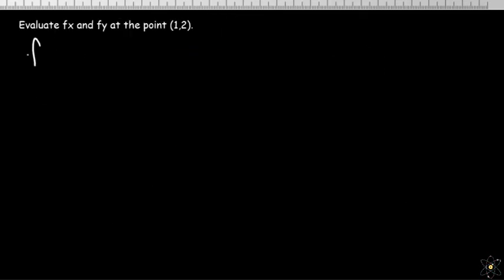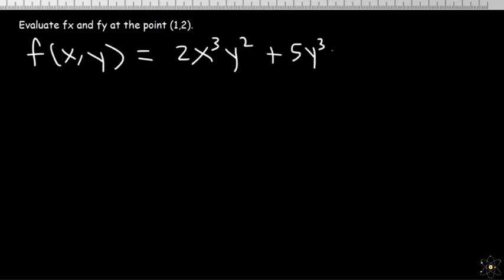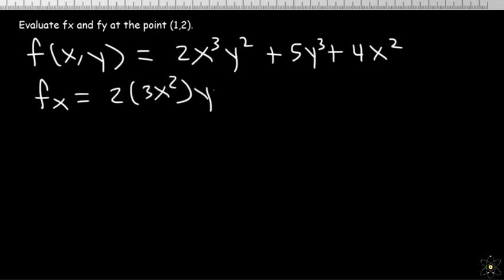Now let's say we're given a function f of x comma y, which is 2x cubed y squared plus 5y cubed plus 4x squared. And we need to evaluate f sub x and f sub y at the point 1, 2. How can we do so? Well, first, let's find the partial derivative with respect to x. It's going to be the derivative of x cubed, which is 3x squared. We're going to treat y squared as a constant. The derivative of this constant becomes 0, so we can ignore it. And the derivative of 4x squared is 8x.